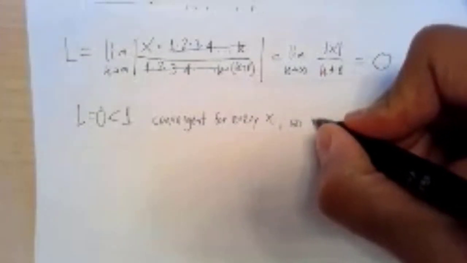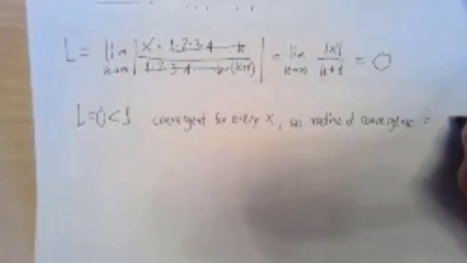The question here is convergent for what values of x? Well, it didn't matter, right? The limit was 0 regardless of x. So that means it's going to be convergent for every x. So convergent for every x. And when it is convergent for every x, then that means the radius of convergence is infinity. So it's convergent for every x. So the radius of convergence is infinity. So R equals infinity.